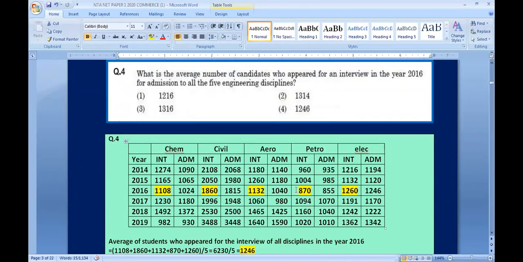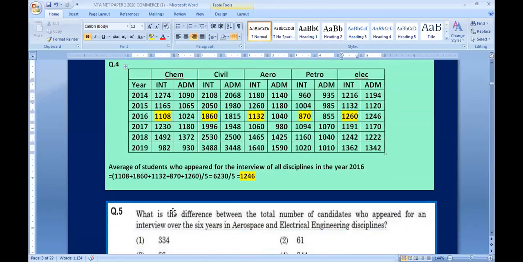What is the average number of candidates who appeared for an interview in the year 2016 for admission to all the 5 engineering discipline? What they are asking? Number of candidates who appeared for the interview in the 2016. Look at the year 2016, that's here, okay? 2016, who appeared for interview in all the discipline and their average. So all the discipline I have highlighted, correct? Highlighted value is summed up here. What is the formula for average? Total divided by number.